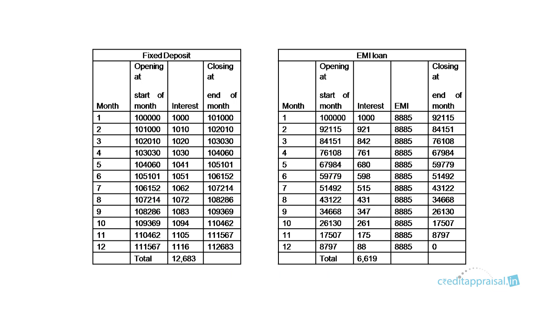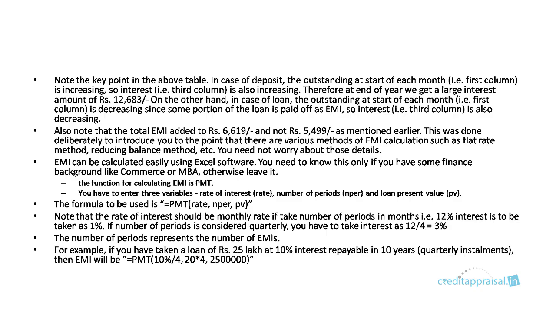Therefore, at the end of the year, we get a larger interest amount. On the other hand, in case of a loan, the outstanding at the end of each month, that is the first column, is decreasing because some portion of the loan is being paid off as EMI. So interest, that is the third column, is also decreasing. Also note that the total EMI added is 6,600 and not 5,499.